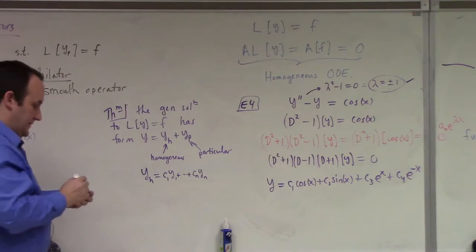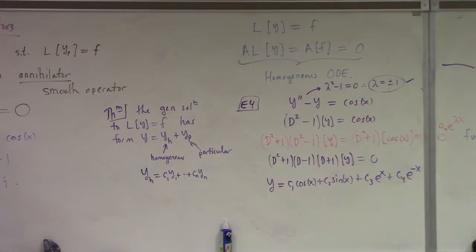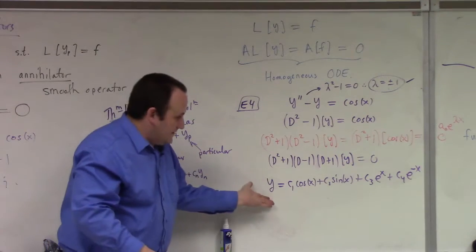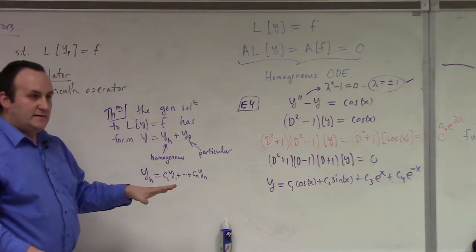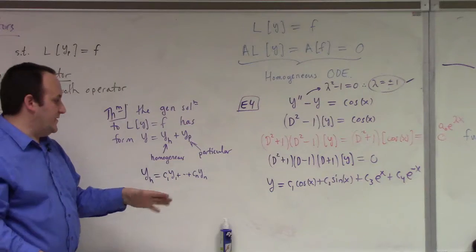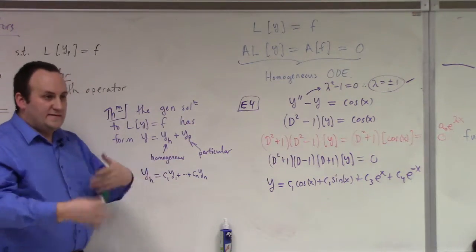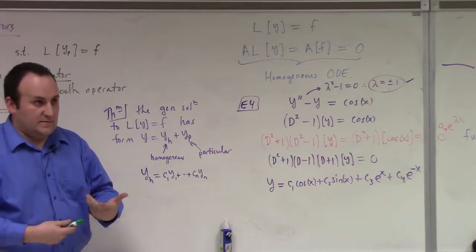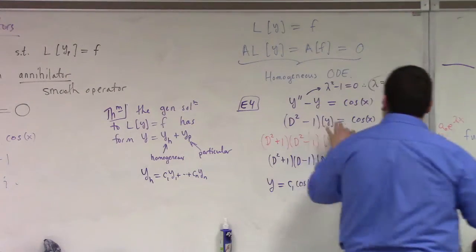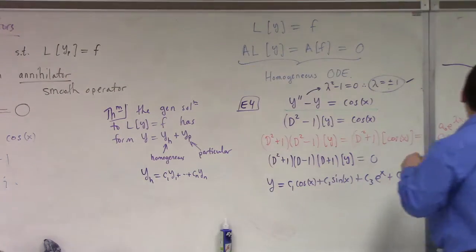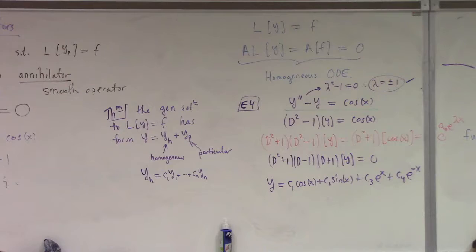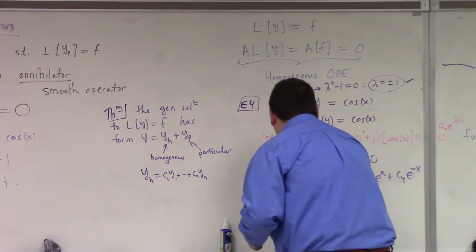So, logically, we found this thing. Part of it we don't need for the particular solution. For the particular solution, I only need things that aren't in the homogeneous solution. The homogeneous solution for this problem has e to the x and e to the minus x. I don't need those. So the particular solution is just this piece of it.